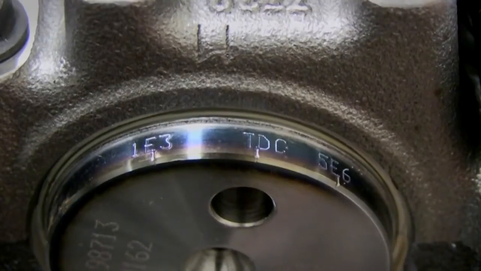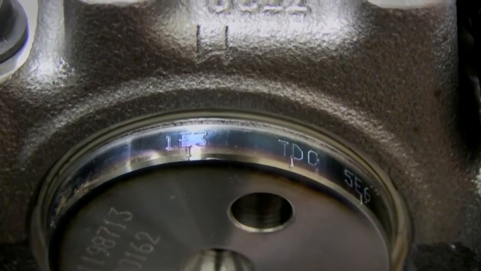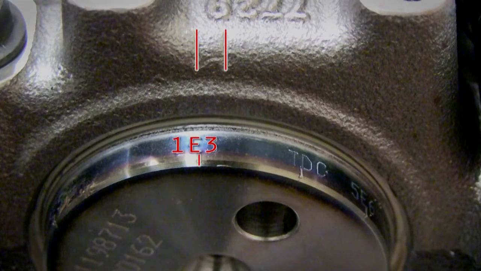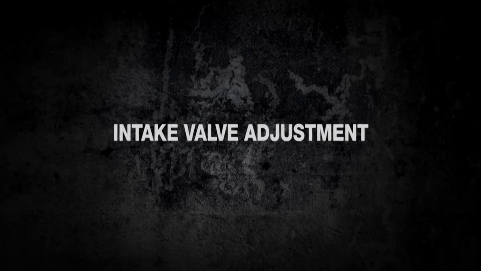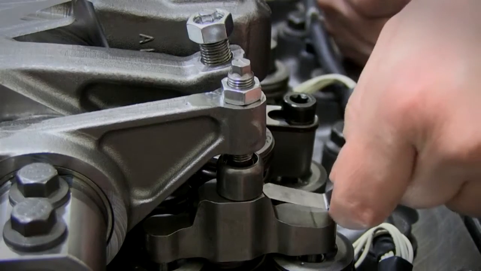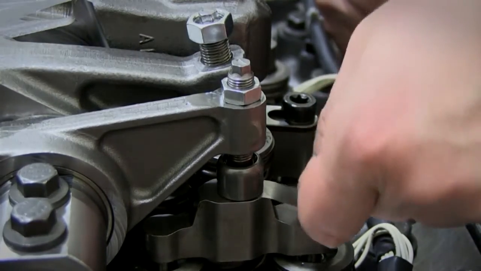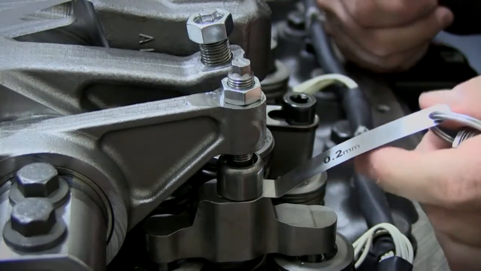Using the flywheel tool, rotate to the next camshaft marking. Rotate the engine until the valve and injector mark on the camshaft aligns between the marks on the bearing cap. Push down on the back of the rocker arm and insert a feeler gauge of proper specifications between the bridge and adjustment screw.